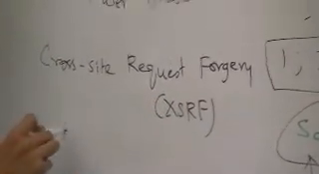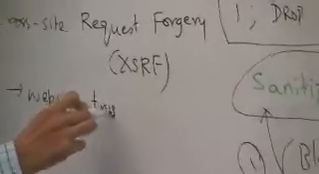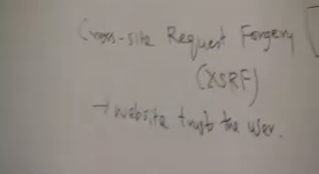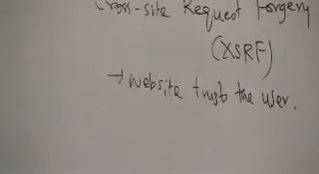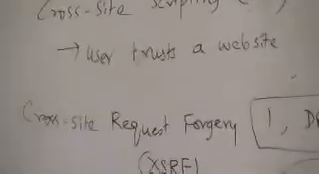Called XSRF. Here the website trusts the user. So when the website trusts the user, it goes ahead and executes whatever the user requests. Alright? So this is a very primary difference between the two attacks.